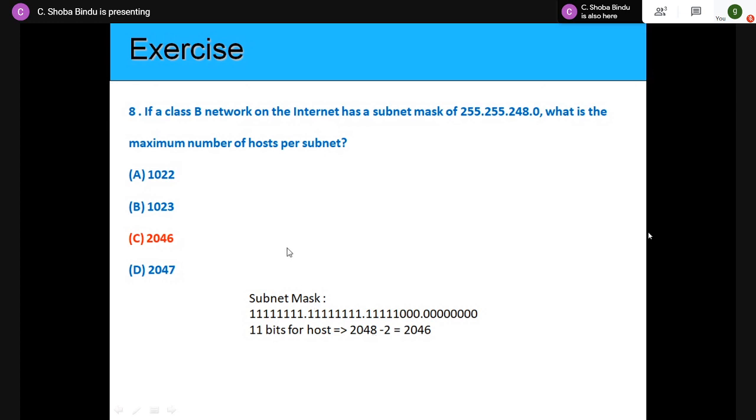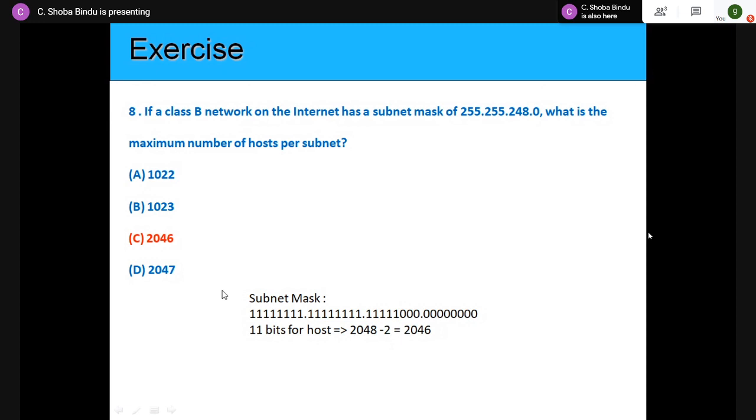But as we said, the first address in this will be used to identify this particular network. This is the network address that will not be assigned to any node here, and the last address, all ones in this network, will be a broadcast address in that network, and hence these two will not be used. So the remaining maximum number of hosts that you can have here is 2048 minus 2, that comes to 2046. That is the maximum number of hosts per subnet.